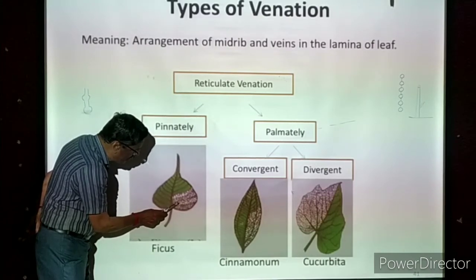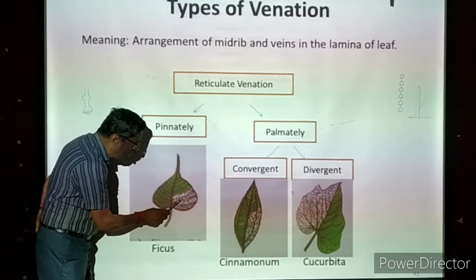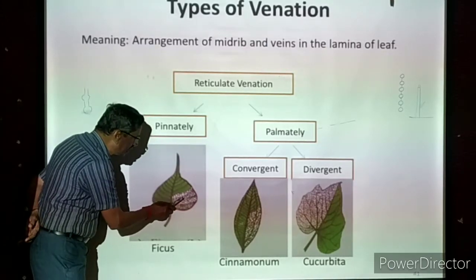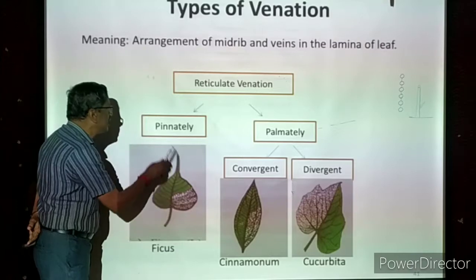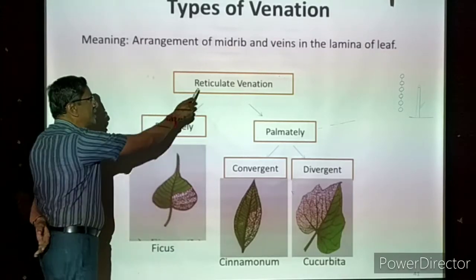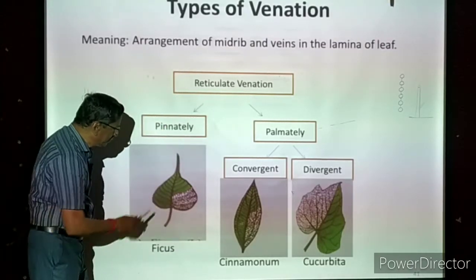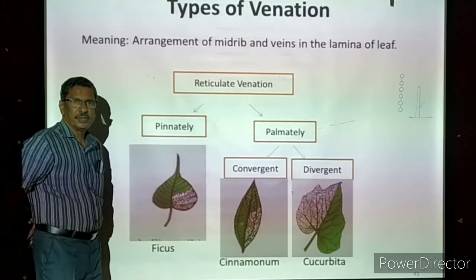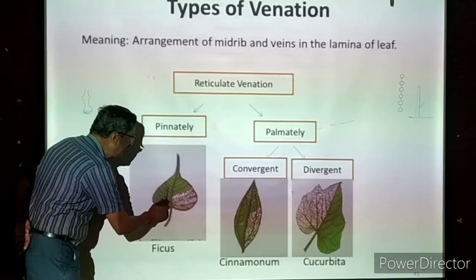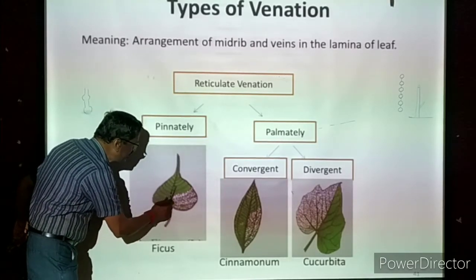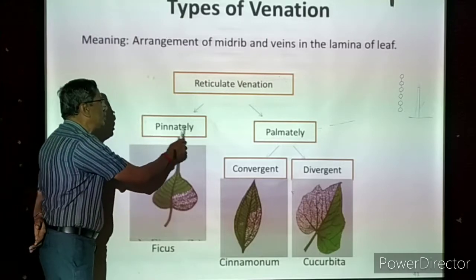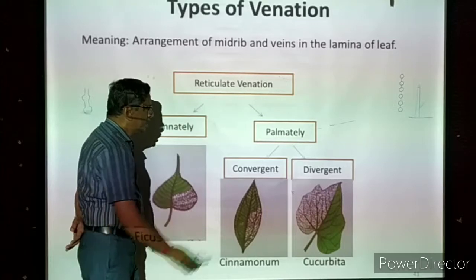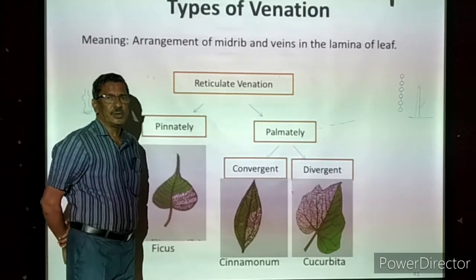So the branches of this vein and the branches of this vein are joining with each other, forming a network. Now if the veins are arranged in the form of a network, it is called a reticulate venation. Then what is the meaning of pinnately? The main veins are arising on either side of the midrib. If the veins are arranged on either side, it is called pinnately. So that is pinnately reticulate venation.